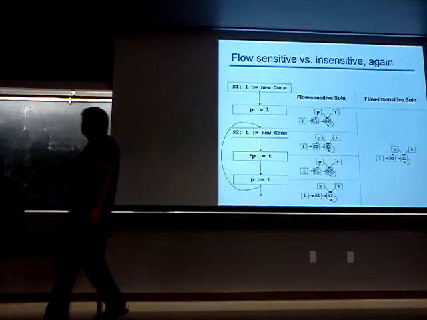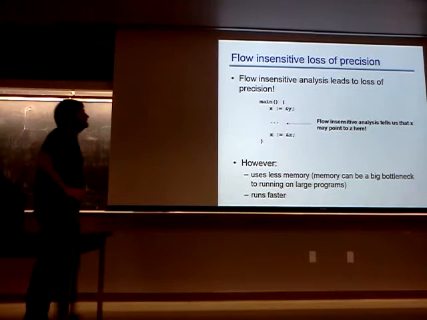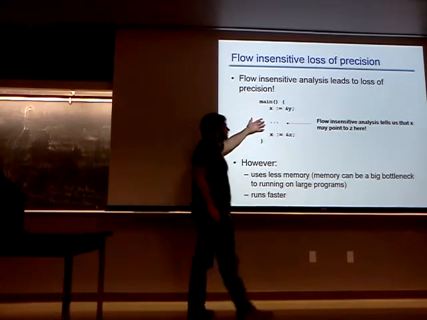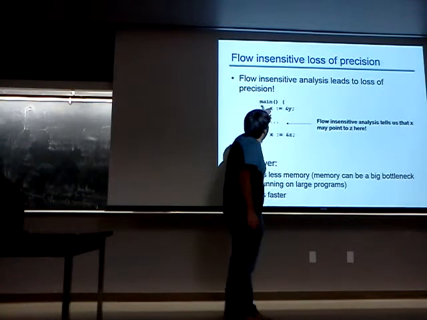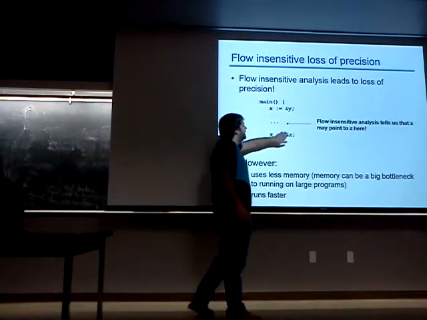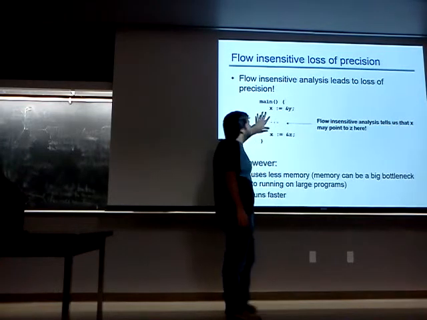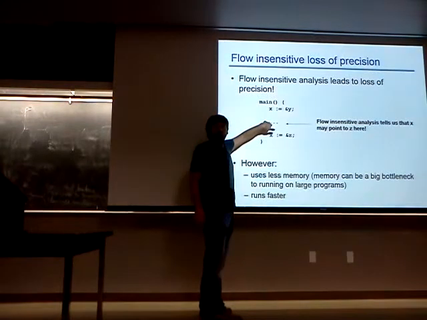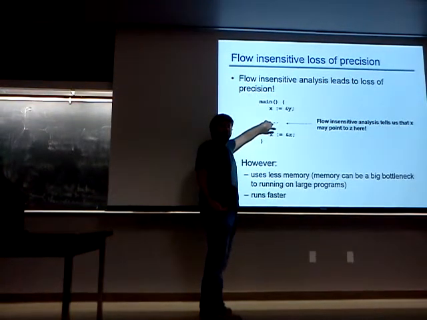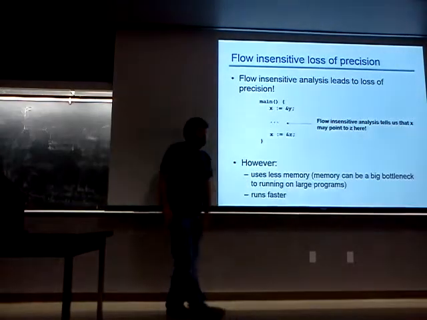Drawback is, what's the drawback? Less precise. Basically, you can't figure out the ordering of these statements anymore. So you have the statement x equals y, x equals z, and your flow insensitive analysis will figure out that x may point to z here, which is totally wrong. Well, not wrong, it's imprecise. Your flow sensitive analysis will figure out that here x will only point to y. Okay.